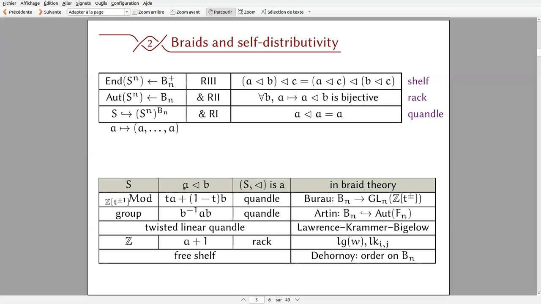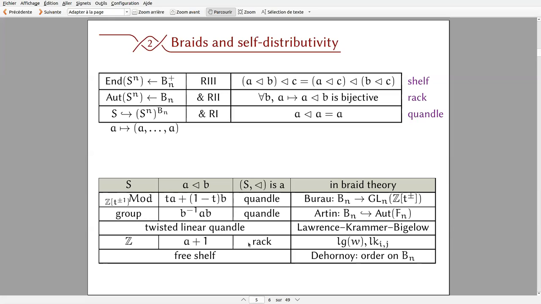If you start with a group and take as your binary operation the conjugation, you will get a quandle which is called a conjugation quandle. And from it, you can extract, for example, the Artin action of the braid group on the free group. So it's also something very basic in braid theory. If you play with the first definition of the Alexander quandle a little bit and twist it in a certain way, you can actually get the Lawrence-Krammer-Bigelow representation of braid groups out of it.